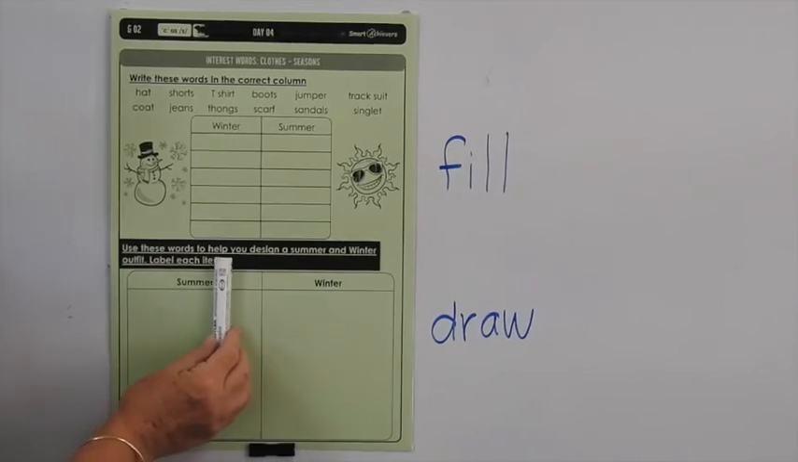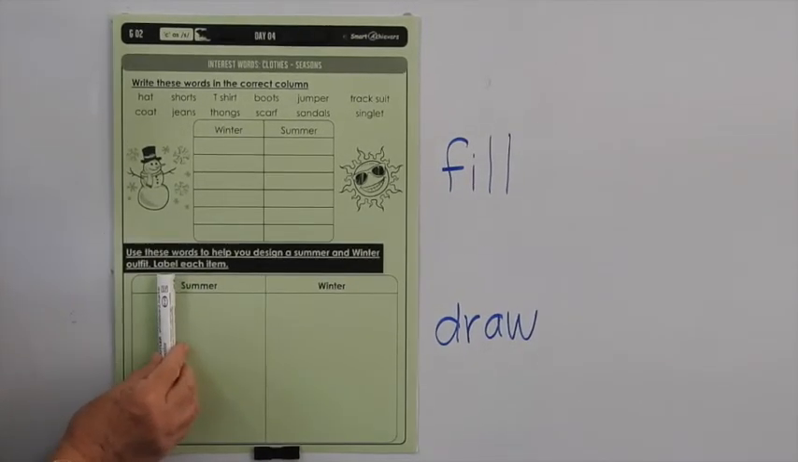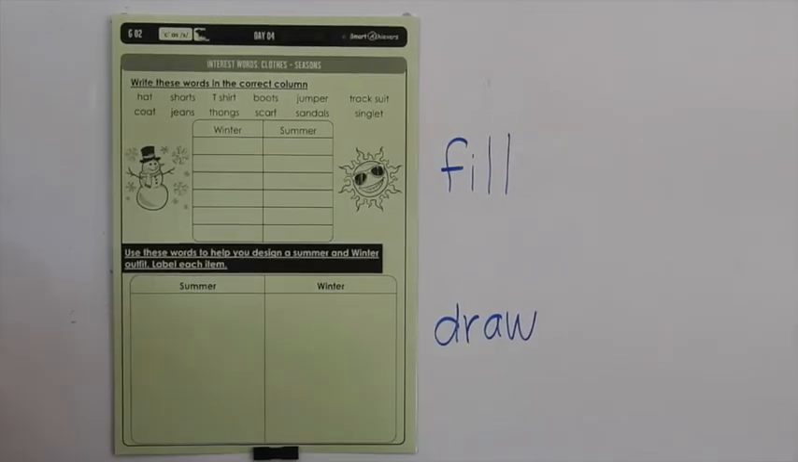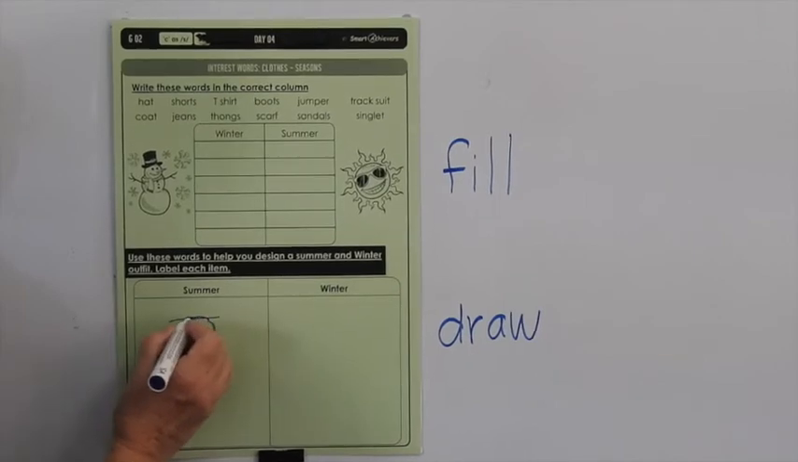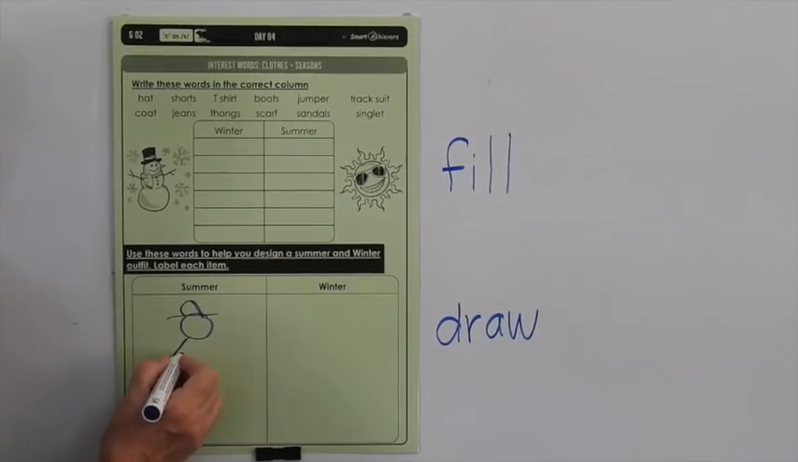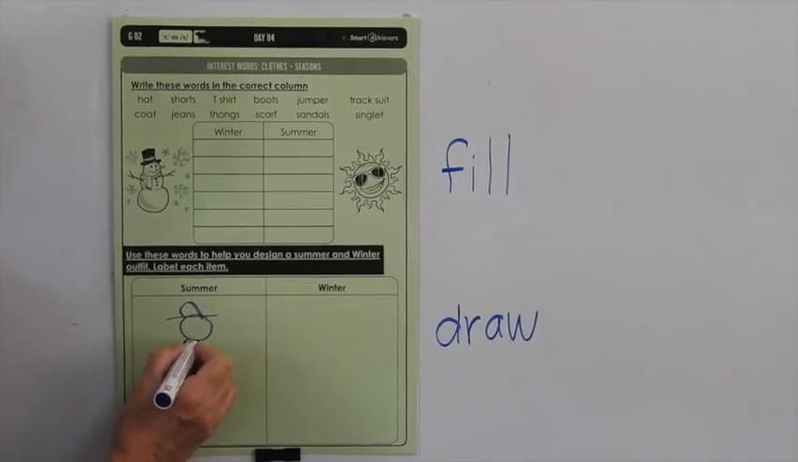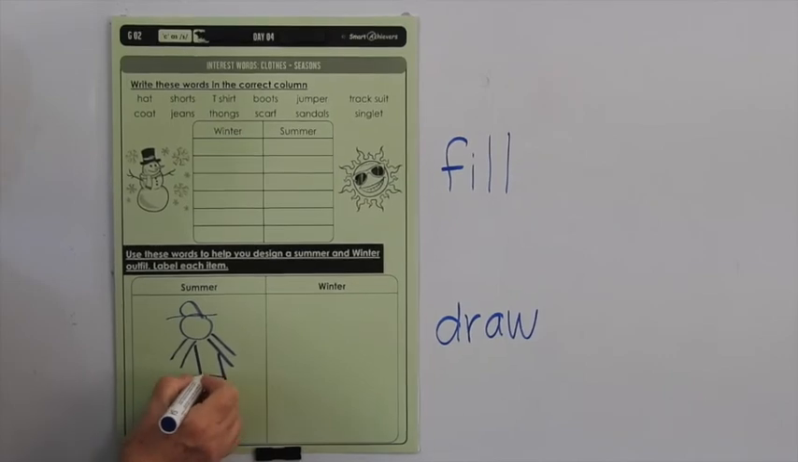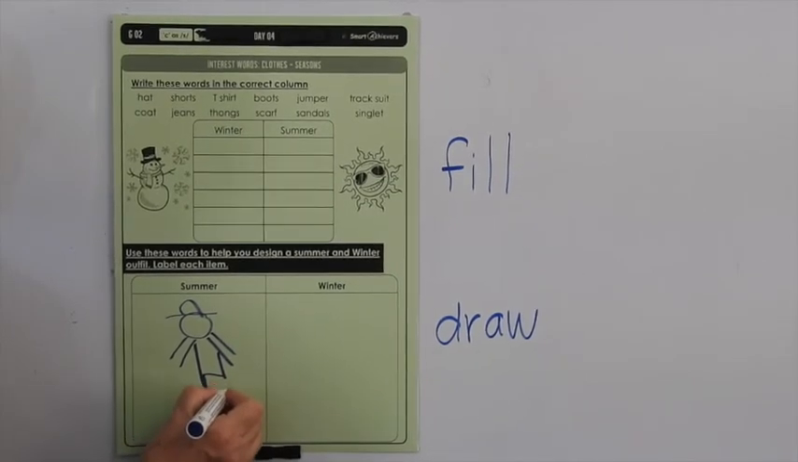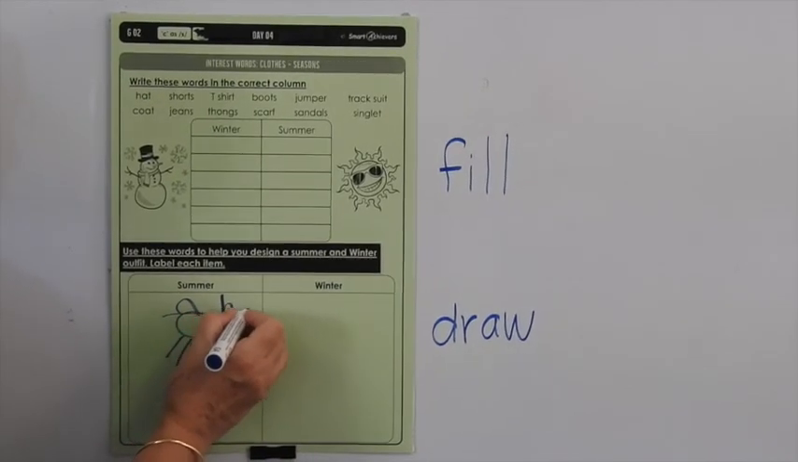Then use these words to help you design a summer and winter outfit and label each item. So if you draw someone going to the beach, you probably draw them with a hat, and they'd probably be in their bathers, I would imagine. And so let's put their bathers on them. Oops. I'm sure you'll draw something better than me, and they might have their thongs on their feet too. So you'd have to label hat.